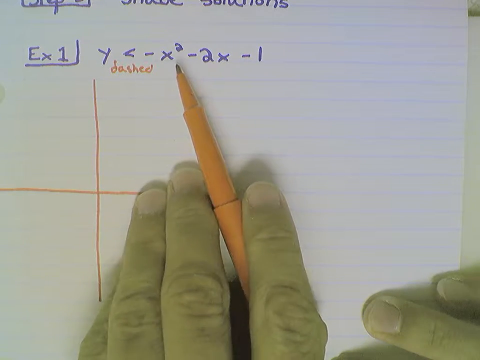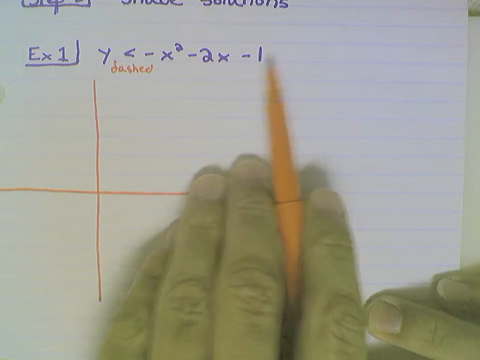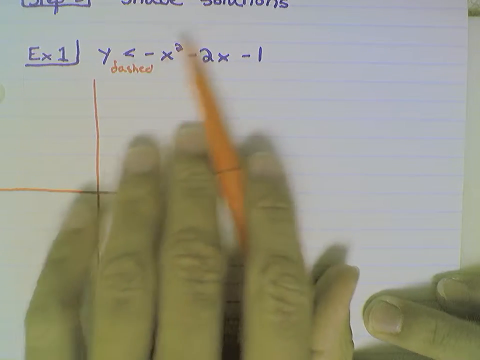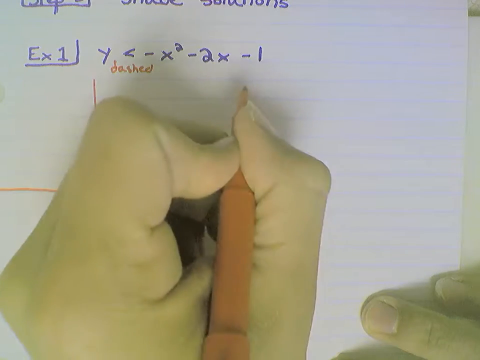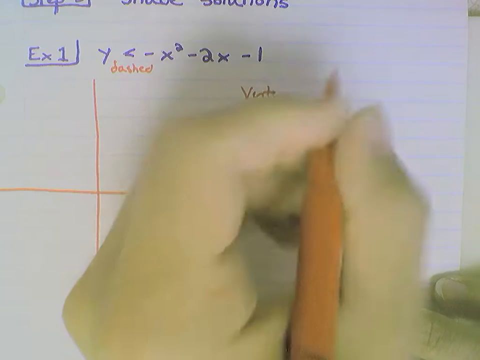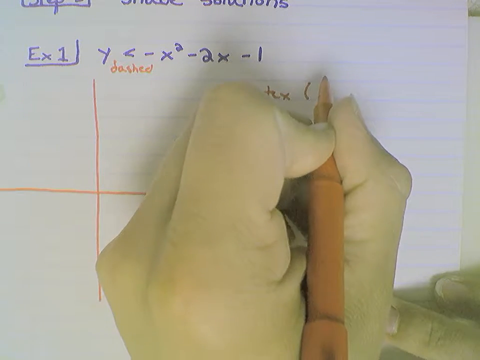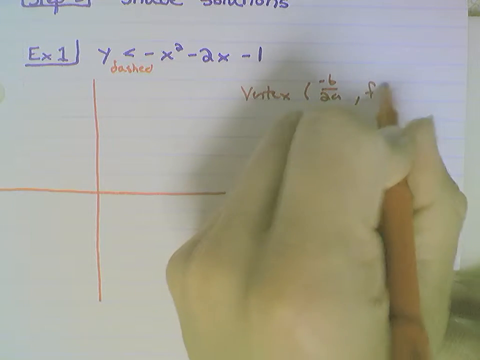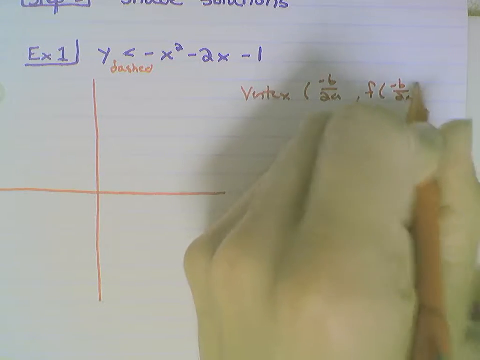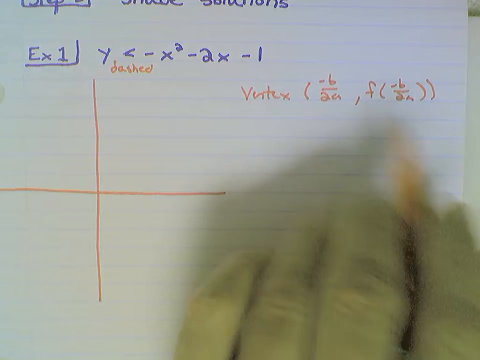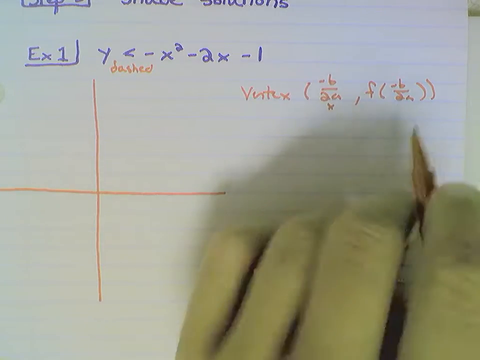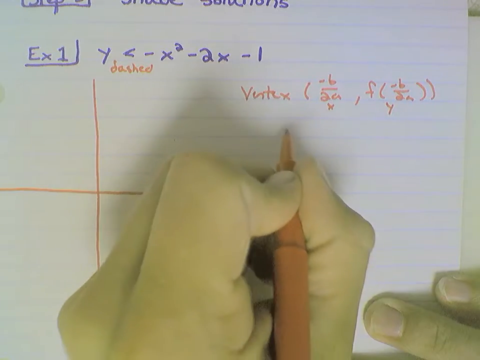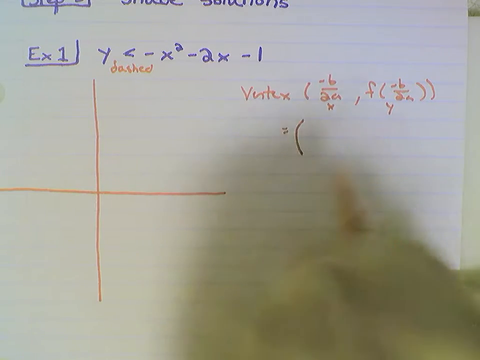Now, if I look at this and I want to graph this, I notice that this is in standard form. So anytime I graph a quadratic in standard form, I need to find my vertex. And the way I find my vertex is I take the opposite of b over 2a, and then I'm going to plug that back into the function to find my y value. So opposite of b over 2a will give me the x value, plug that back in, that will give me the y value.